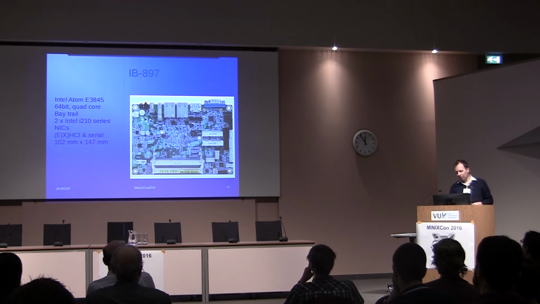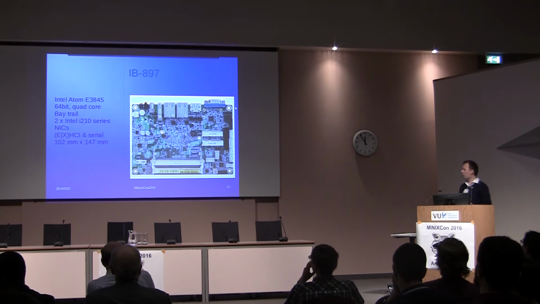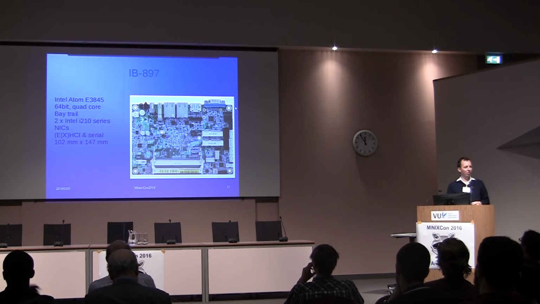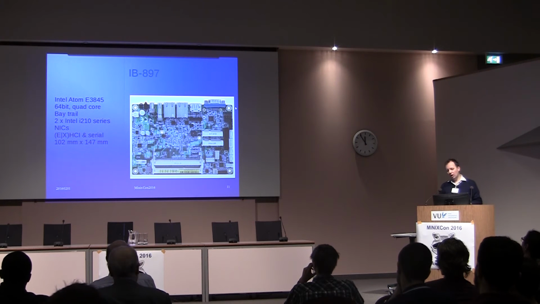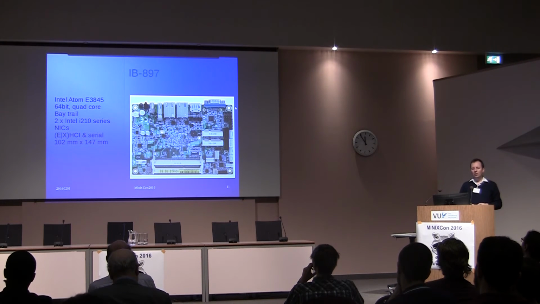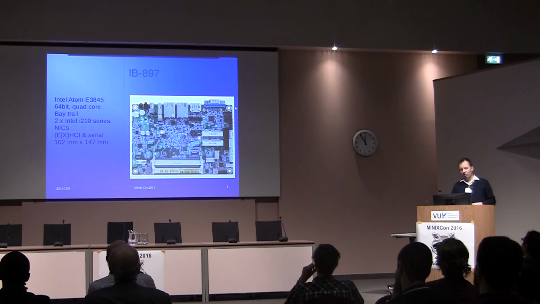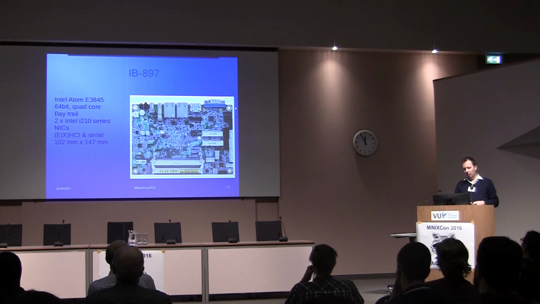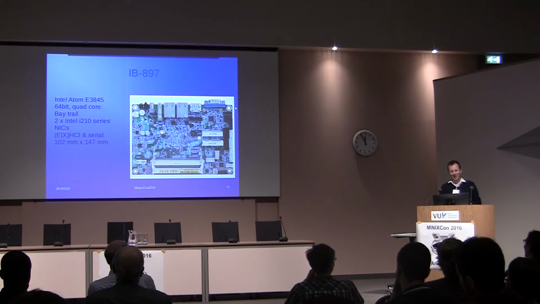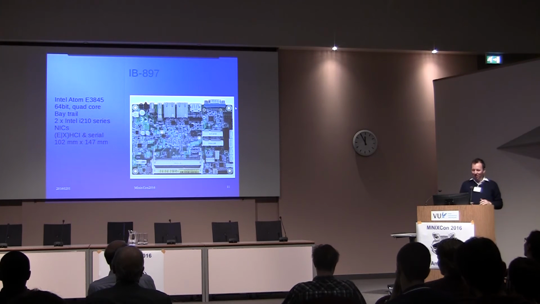So then we also have another one, which is more or less a powerhouse among the embedded platforms we are using at the moment. It's the IP897, which uses an Intel Atom E3845, meaning it has 4 cores. Okay, it's kind of pointless to talk about many cores in Minix, but hey, there are 4 cores.